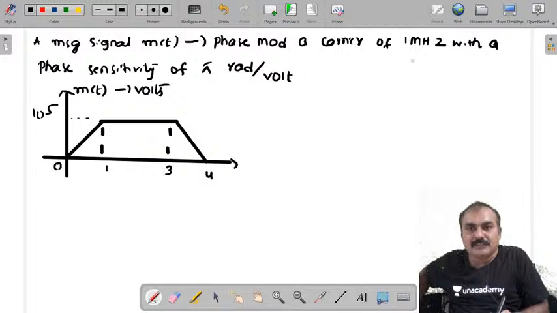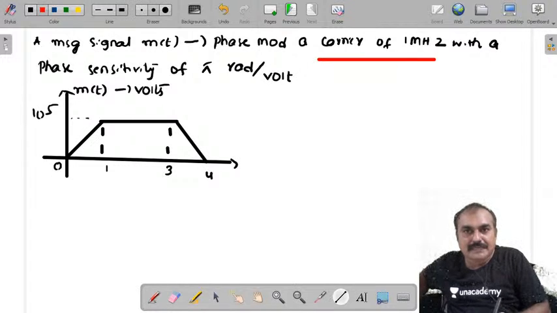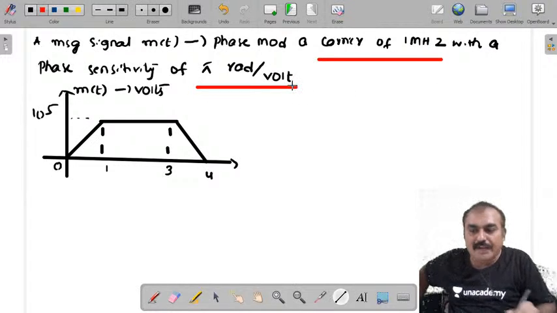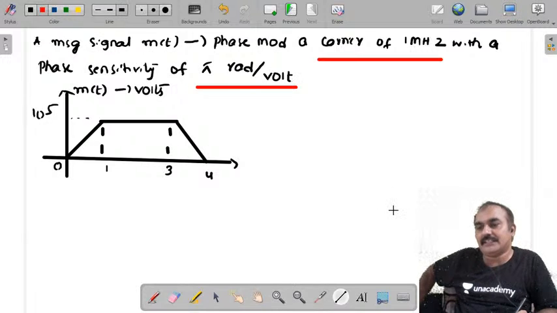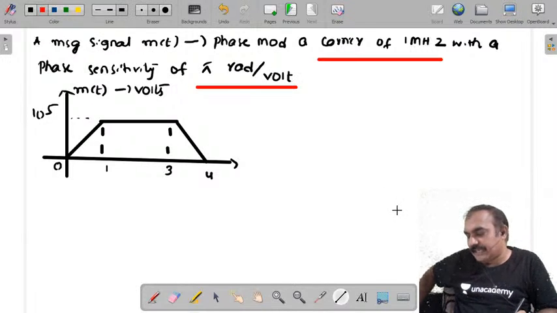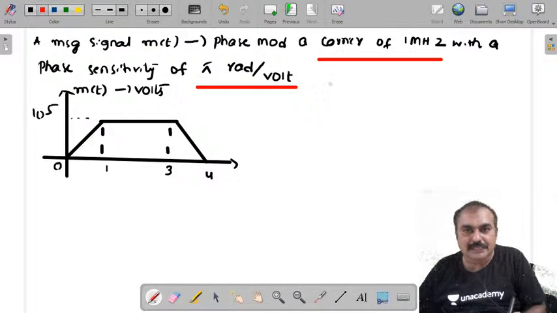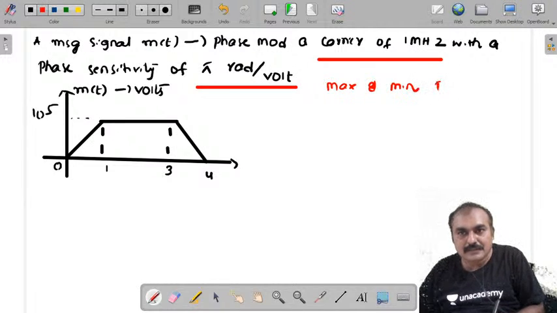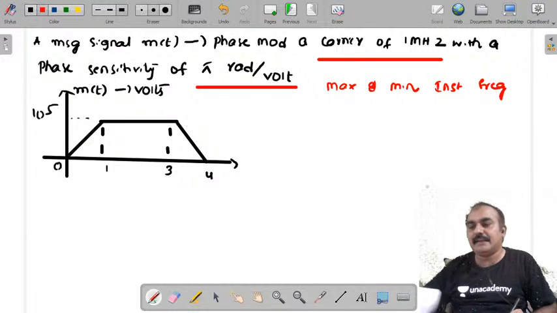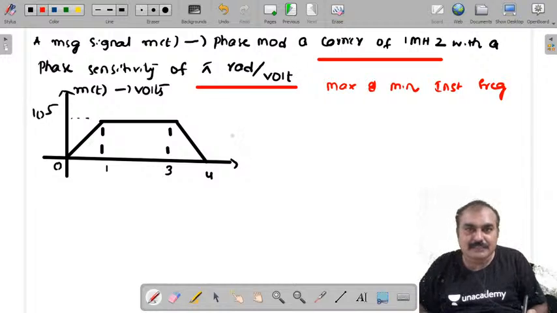He has given the carrier value here, 1 megahertz, and the sensitivity is pi radian per volt. He only gave all these values. Now he is asking the maximum and minimum instantaneous frequencies of the modulated signal. He is asking the maximum and minimum instantaneous frequencies, my dear students. Very important, my dear students. And he has given that fc is how much?